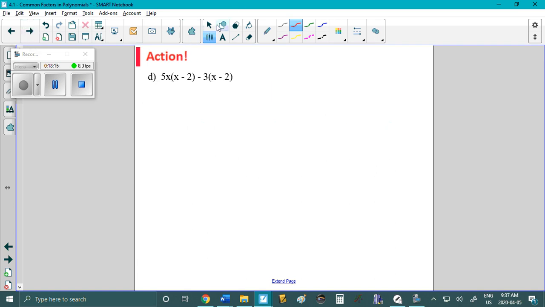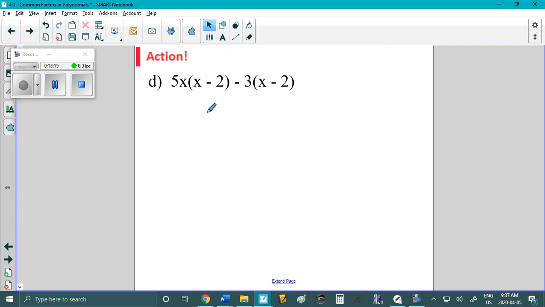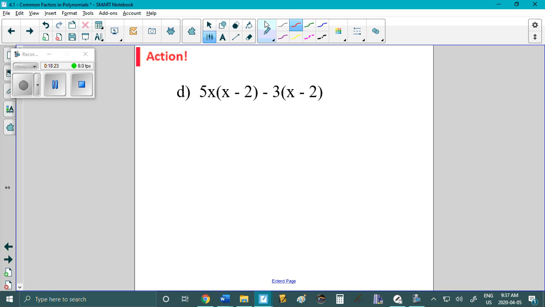All right, second last one. This one looks really different because there's brackets in it already. So this time, we're going to look for the greatest common factor of these 2 big terms. And this one's actually a lot easier than it looks. I want you to take a minute and try and figure out what's the greatest common factor of 5x(x minus 2) and negative 3(x minus 2). I encourage you to pause now.